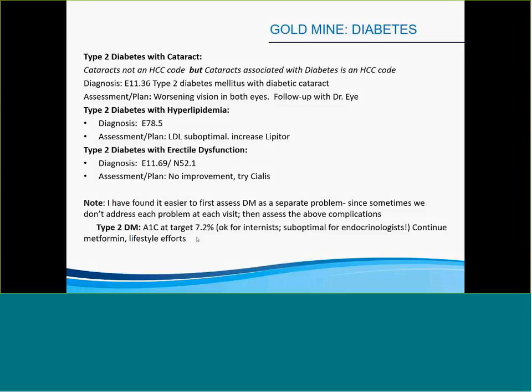Hyperlipidemia, diabetes with hyperlipidemia, E78.5. Aspirin plan, LDL suboptimal, increase Lipitor. Erectile dysfunction, again, they're linked: E11.69 and N52.1. No improvement, try Cialis. As I mentioned before, I find it easier to have a separate diagnosis for diabetes type 2 because we're not doing a wellness exam. I may be just looking at their diabetes independent of the complication. And that's how I put it down.